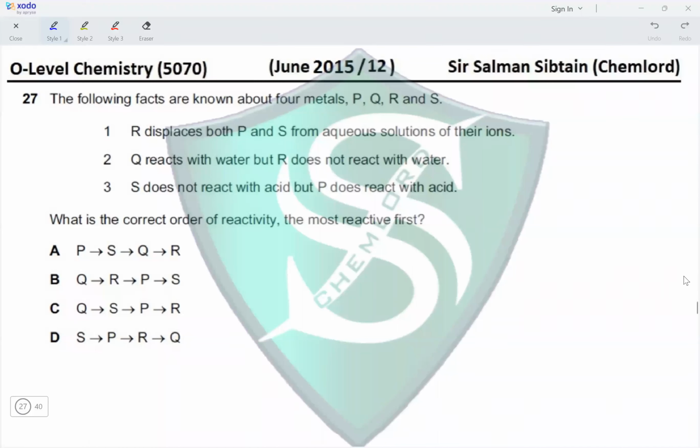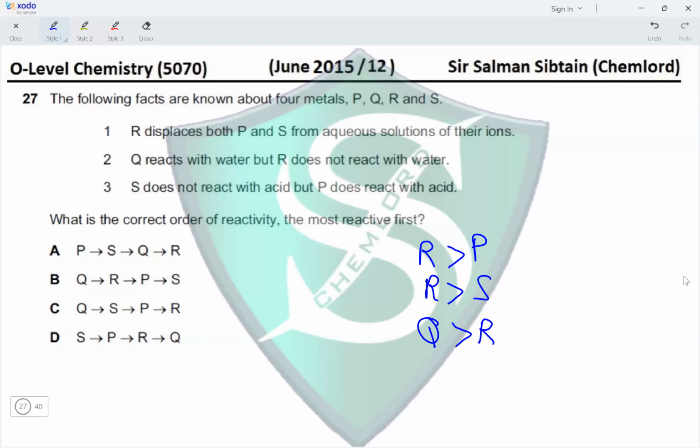Question 27. The following facts are known about four metals P, Q, R, and S. R displaces both P and S from aqueous solutions of their ions. So R is more reactive than P, R is more reactive than S. Q reacts with water, but R does not react with water. So R does not react with water. Q is more reactive than R.